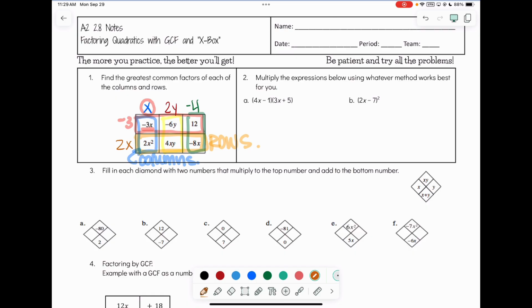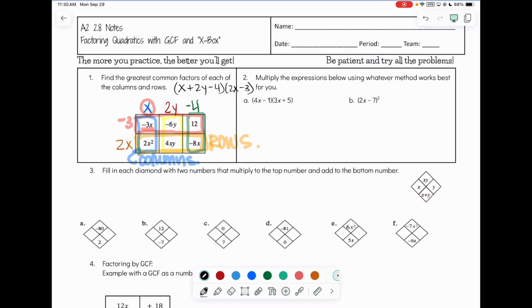Let's see. 2 times x is, 2x times x is 2x squared. 2 times 2 is 4. X times y is xy. So far, so good. 2x times negative 4 is negative 8x. Looking good. So these are the common factors. So we have x plus 2y minus 4 times the quantity of 2x minus 3. Do you see what I got?